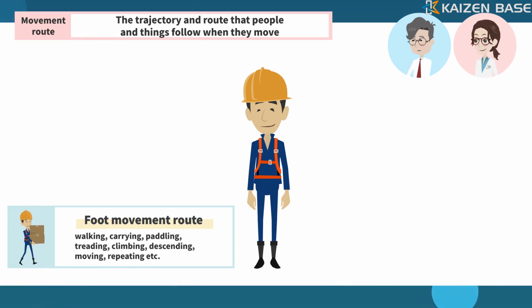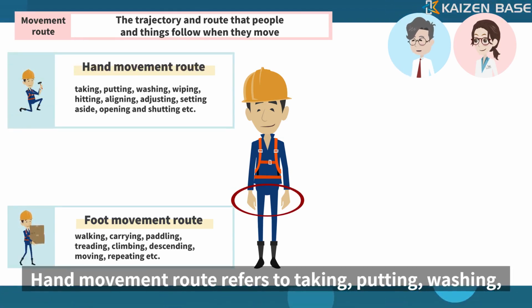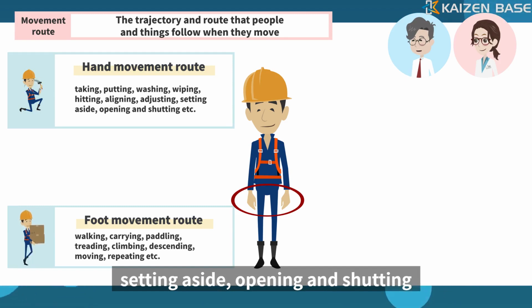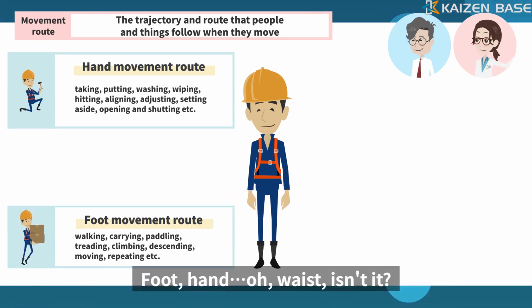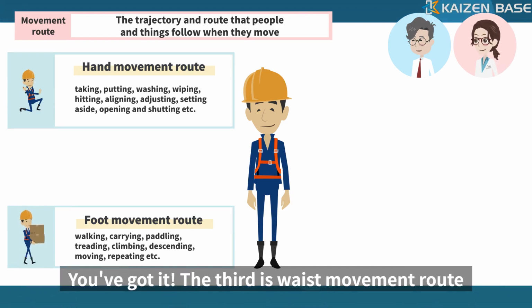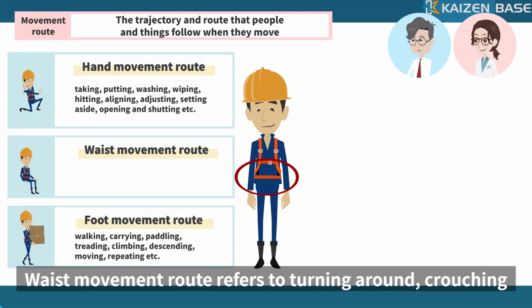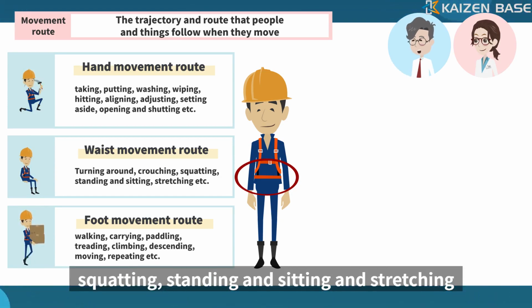That's right. The second is hand movement route. Hand movement route refers to taking, putting, washing, wiping, hitting, aligning, adjusting, setting aside, opening and shutting. Do you know anything else? Foot, hand, waist, isn't it? You've got it. The third is waist movement route. Waist movement route refers to turning around, crouching, squatting, standing and sitting and stretching.